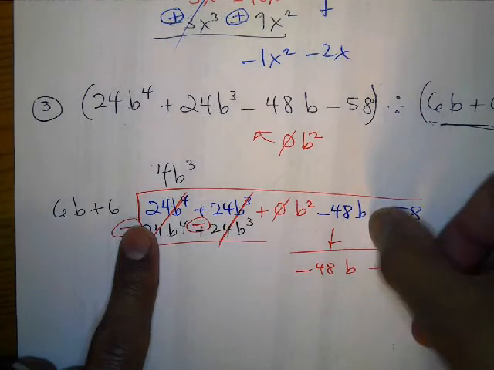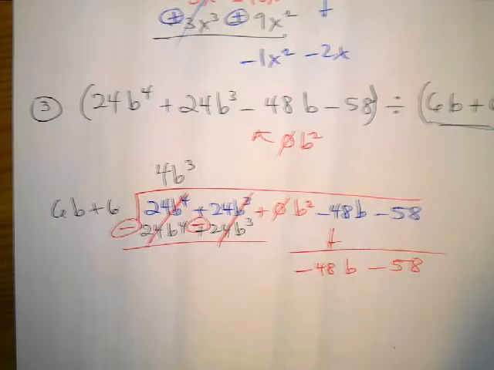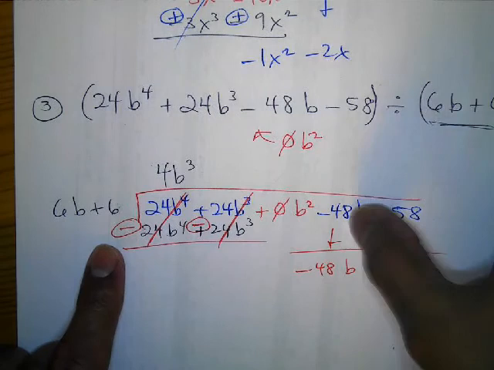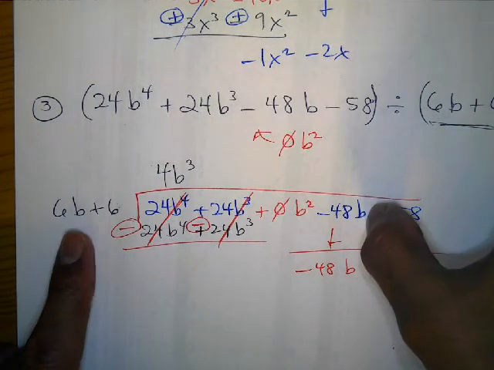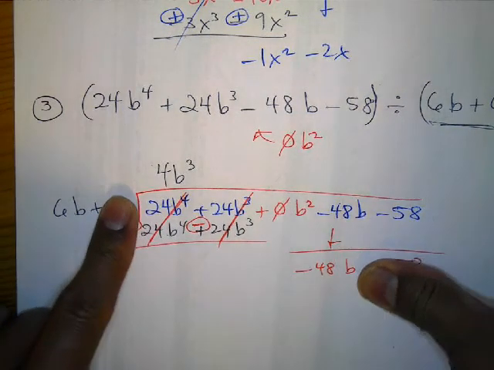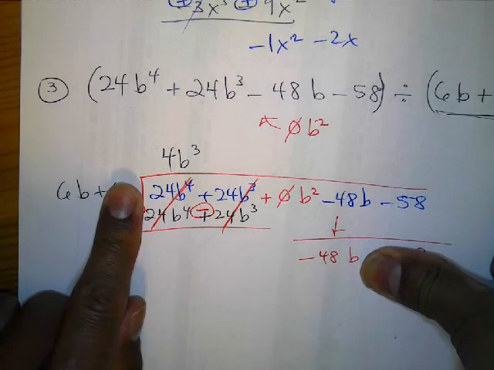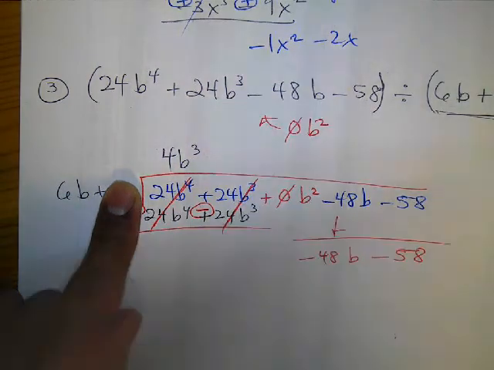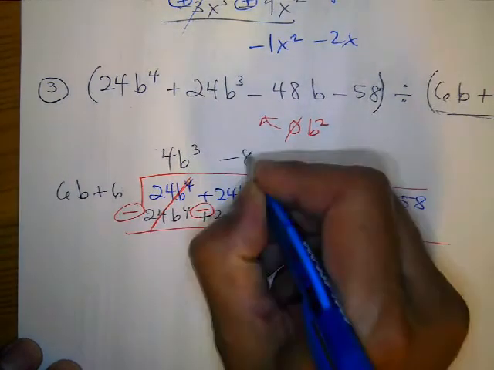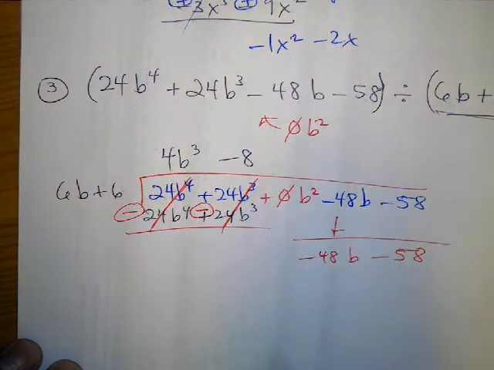Negative 48b minus 58. So you just jump all the way over here. Again, the same thing's happening that happened with the first one, but oh well, that's probably what you're gonna see. All right, so now we skip over to here. How do we start? Look at the first one. 6b into negative 48b is going to be negative 8.